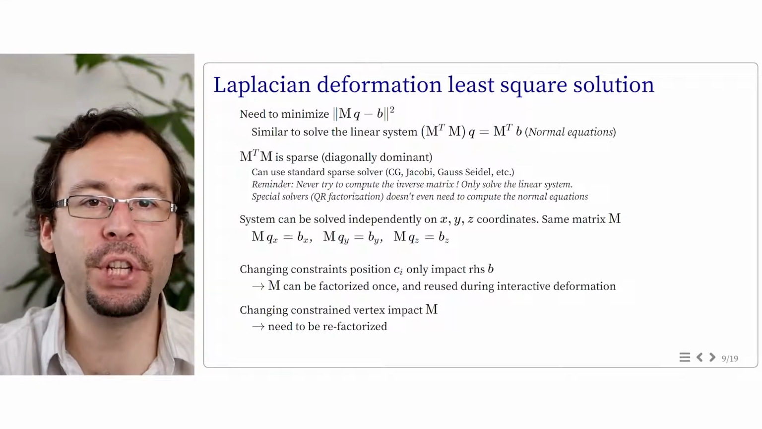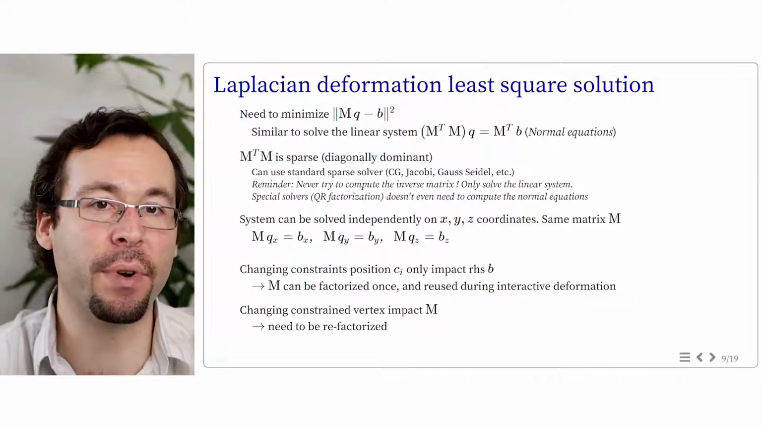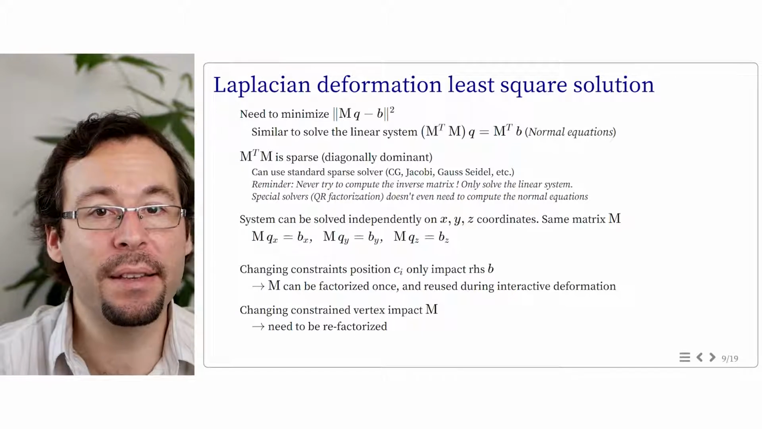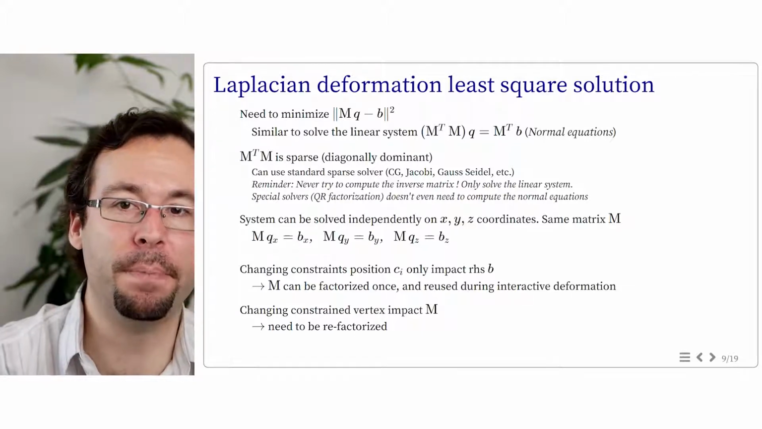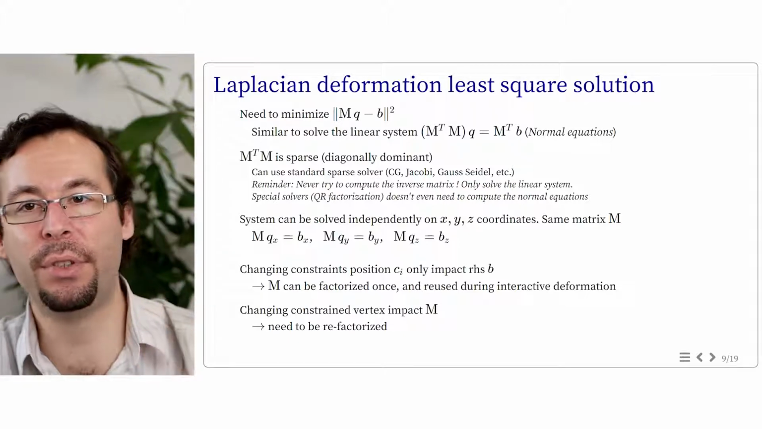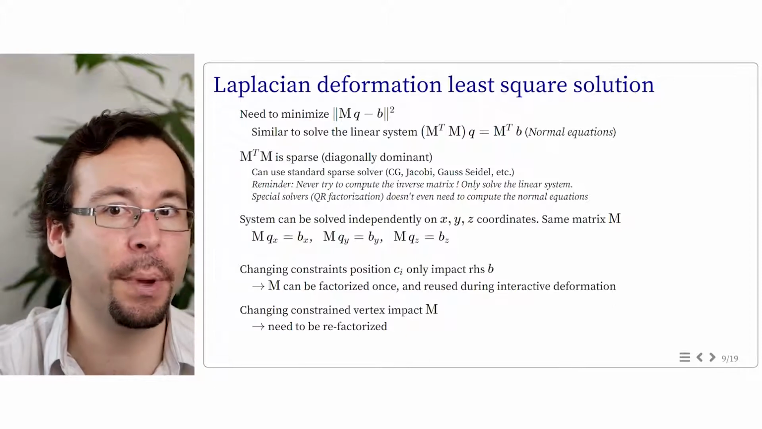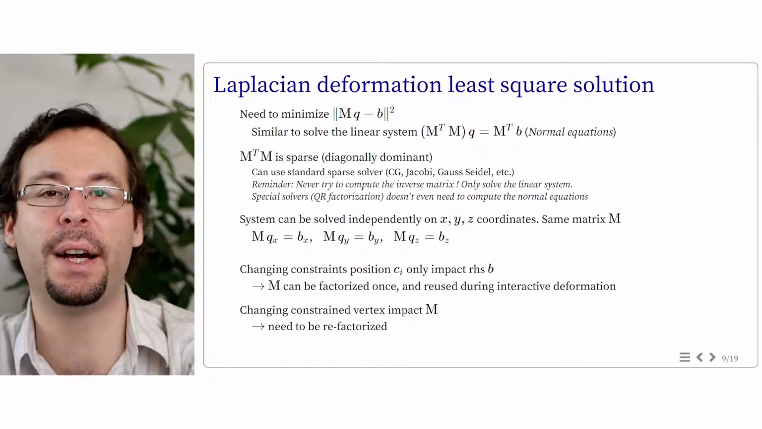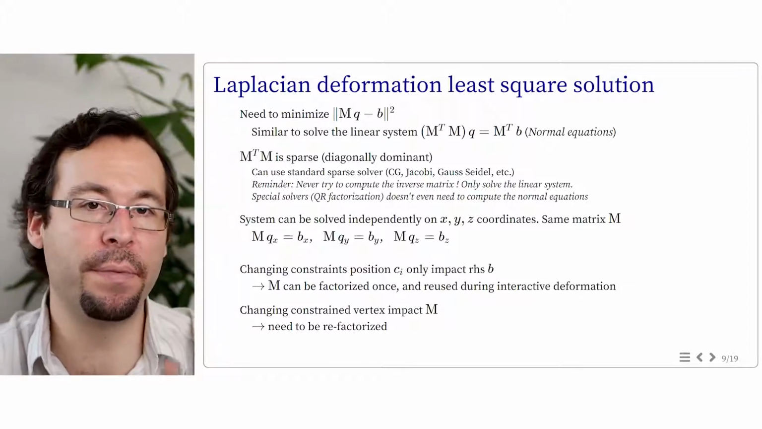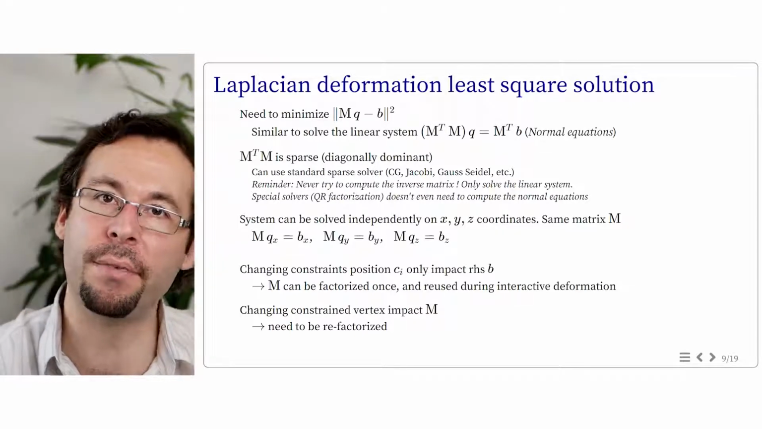Finally, we can note that if we change the constraint position Ci, this is typically the case when we drag interactively some part of the mesh, it only impacts the right-hand side of the equation, which is b. It means that M can be factorized once and reused during interactive deformation. So it's a good point, as the most costly operation is usually to build and factorize the matrix M. However, if we add or remove soft constraints, then the matrix M changes and we need to rebuild and refactorize it.